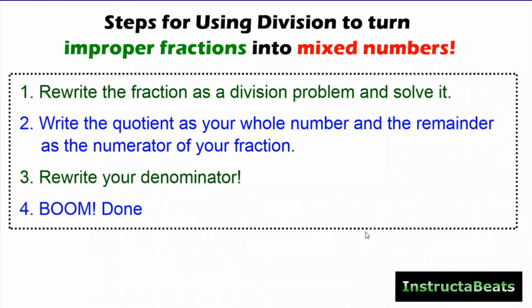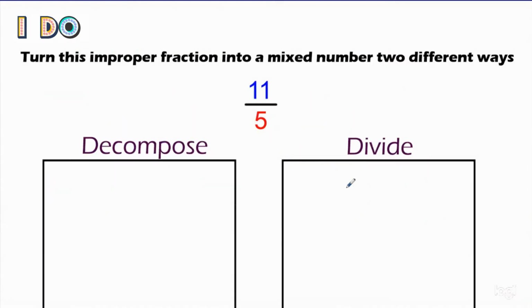Okay, so these are our steps. Go ahead and pause the video, write those down, put them in your notes, and now let's look at them in action. All right, so I want to turn 11/5 into a mixed number. So I'm going to come back to decompose. We're going to use the steps we just talked about. So the first thing we're going to do is rewrite our fraction as a division equation, okay? So 11 divided by 5. And we're going to solve it. That was step 1. So 11 divided by 5 would be 2 with a remainder of 1.